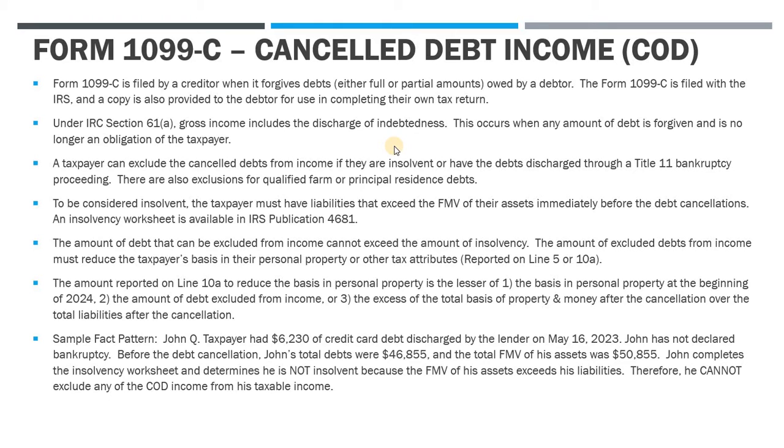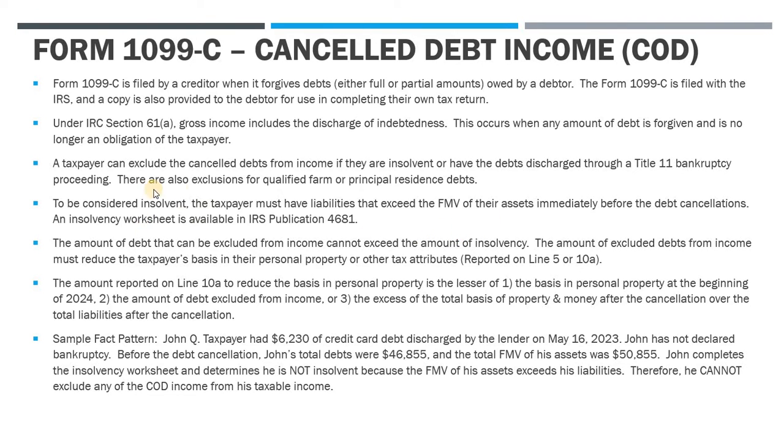If you have cancellation of debt income, there are some ways to try to get that excluded from your earnings. One of the most common ways is to claim the insolvency exception, or in some cases if you have debt discharged through bankruptcy. There are some other rules that apply specifically to qualified farm or principal residence debts, but in this example, we're going to be looking at credit card cancellations.